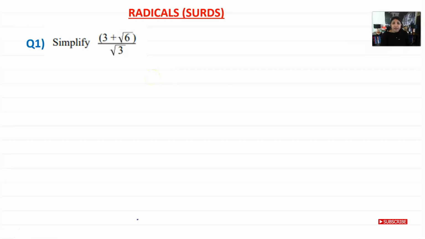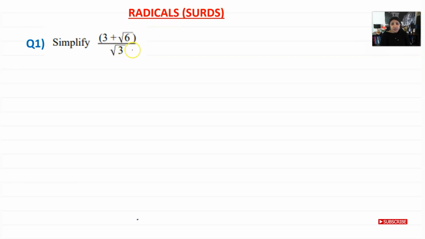Right, question 1 then. We are asked to simplify (3 plus root 6) over root 3. As you know, in maths, we don't like to have radicals as denominators. What do we need to do? We need to rationalize, which means we're going to get rid of this radical, or you may call it surd.